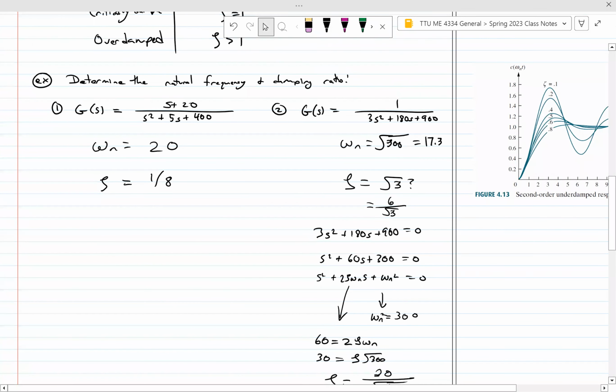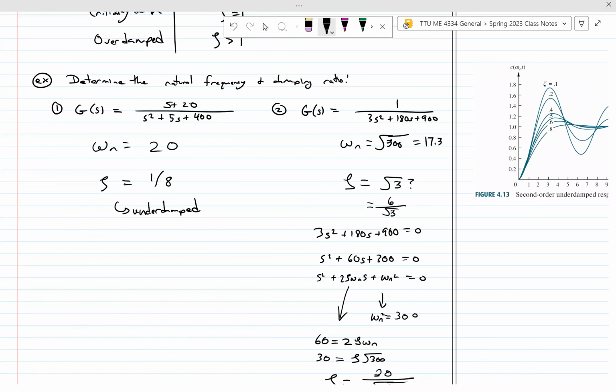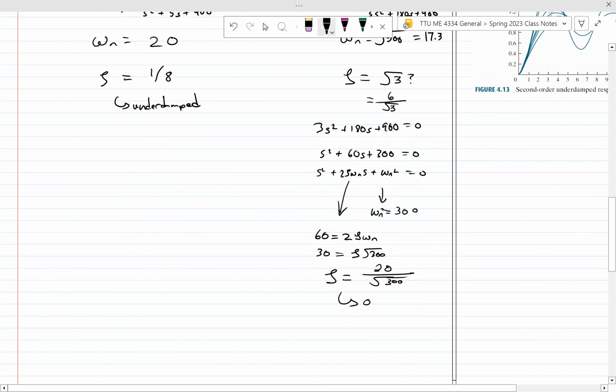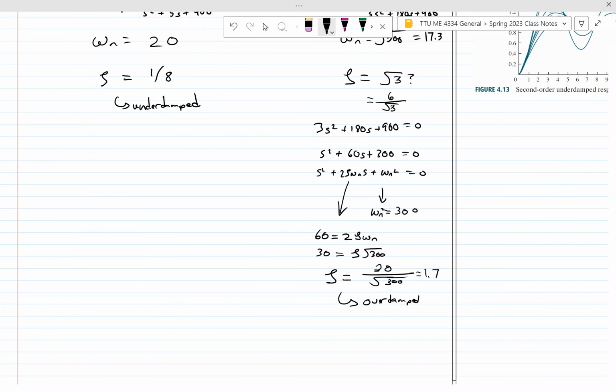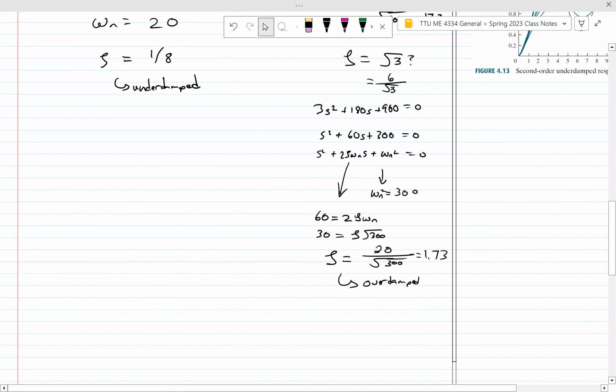So for our first system, was that undamped, overdamped, critically damped, underdamped, or unstable? This is underdamped, right? What about that second system? This is overdamped. This number comes out to be, I think, like 1.73. All right. Quick review on how to get our damping ratio and natural frequency if we have our transfer function already. Okay, any questions on that?